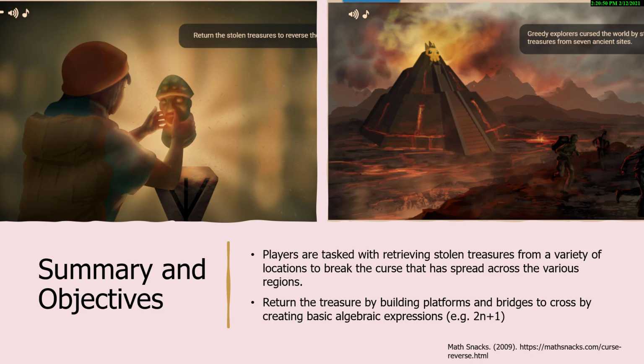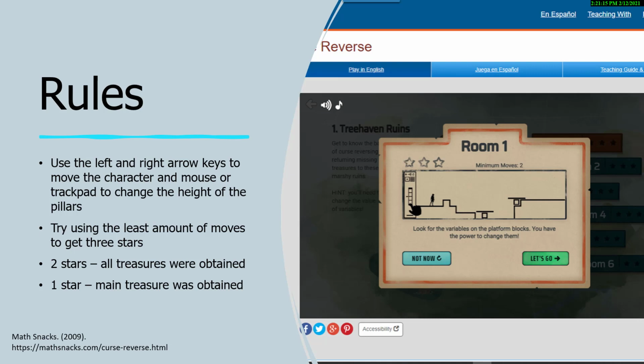The objective of the game is simple. Gather the stolen treasures and navigate the traps, manipulating coefficients and variables to create bridges and platforms in as few moves as possible to finish each puzzle. To play Curse Reverse, players need internet access, a keyboard, and a mouse. Players use the arrow keys, or WASD, to move the character, and the mouse, or trackpad, to change the height of the pillars. 3 stars can be earned in each puzzle map.